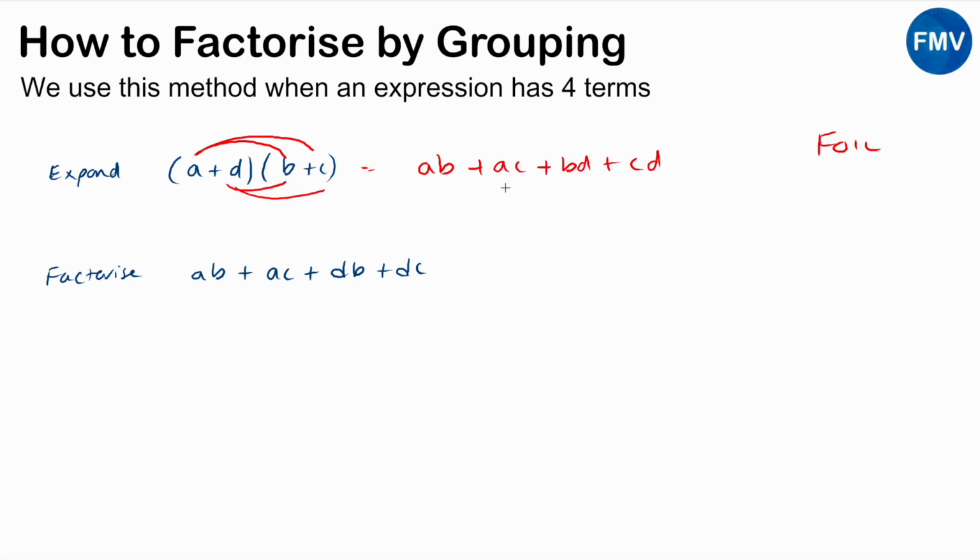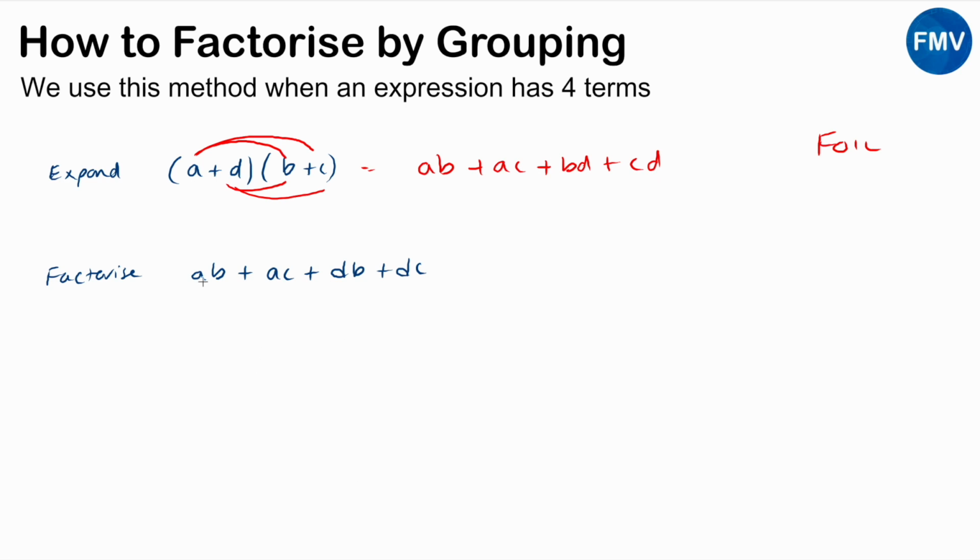Notice I cannot collect any like terms here. We've got 4 terms. So let's look at that and factorise it back into those brackets. So this method is called grouping for a reason, because what we do is we pair them off and we do it as if it was a single bracket. Sometimes you'll have the pair next to each other, sometimes the pair is not next to each other.